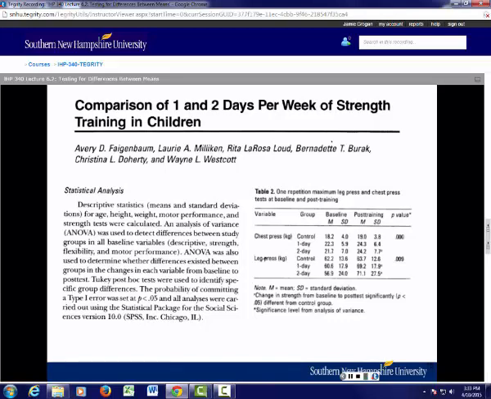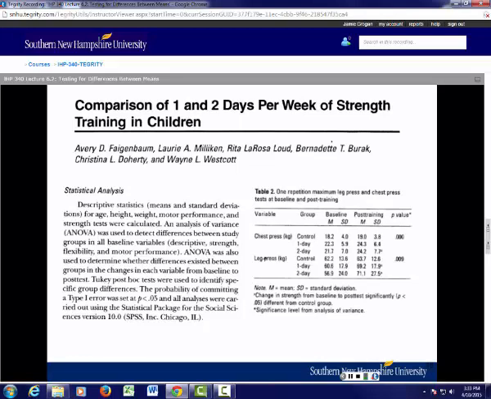Same kind of setup, control, 1 day, 2 day, except now we're measuring the strength of the legs. So here's the other analysis of variance that was done. The p-value from that one came out to be 0.009, so that's significant too. And then they specify which groups were different.